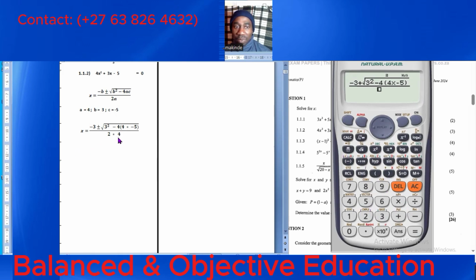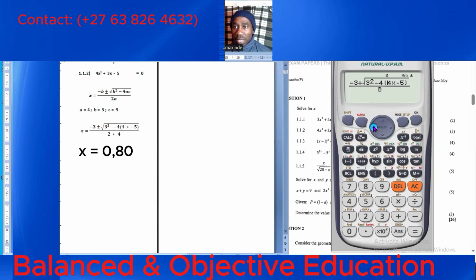Then 2 times 4 is 8. Then you just click here, and you can finish your calculation. You can see the answer here is 0.80. Remember, we were told to approximate our answer to 2 decimal places. Now, let's look at the value of x when this is negative. Remember, you have plus or minus here.